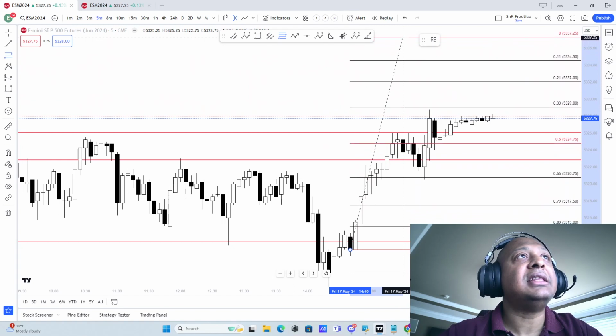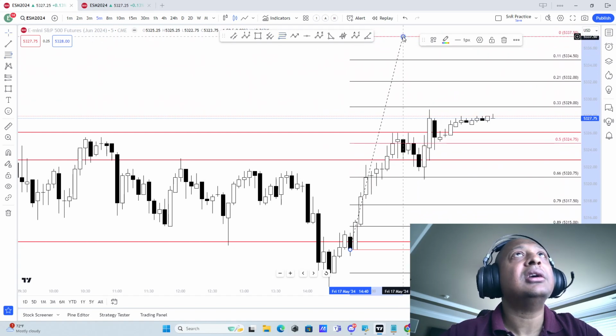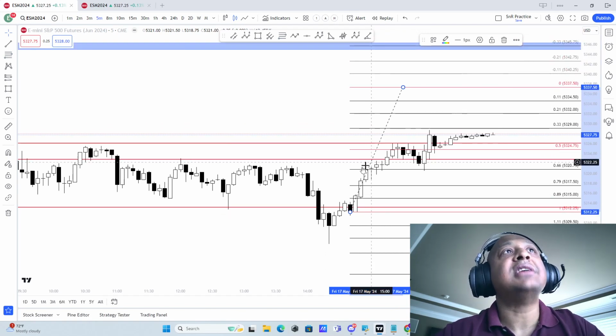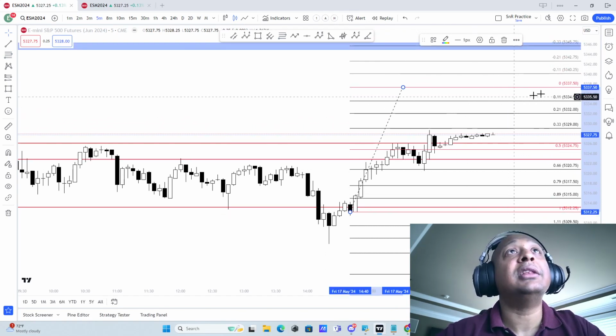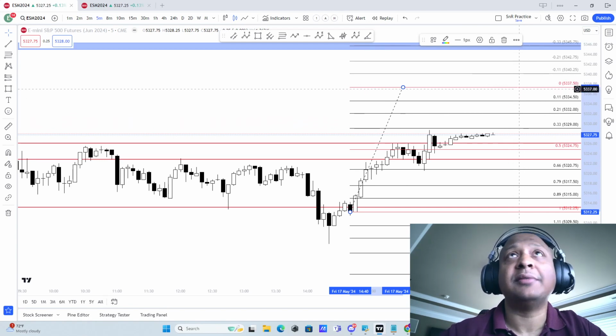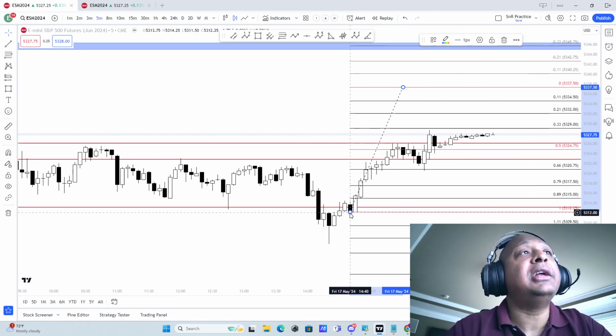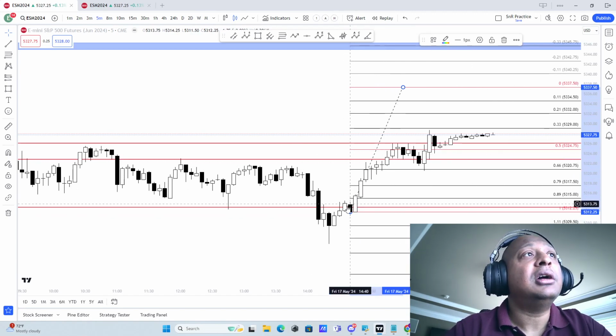Again, even if I don't consider that, 5337 is the target of this move, and you never know, this may come at the open of the market today, right? So that is how we calculate the measured move for a micro channel.